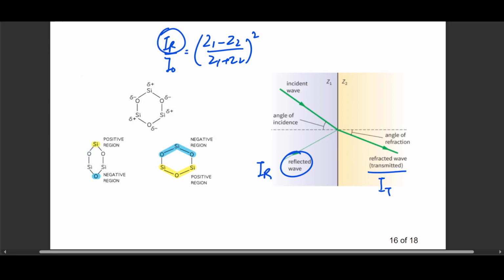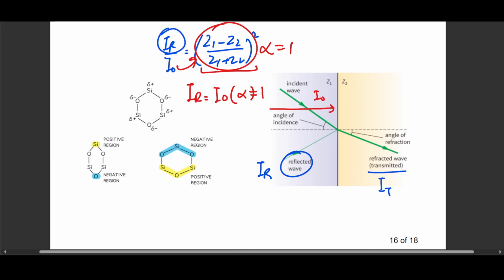Now, notice that if you take this I naught over there, then I_R is equal to I naught multiplied by this reflection coefficient. Let's call this alpha. If the bracket's answer is equal to 1, if this whole bracket is equal to 1, what does that mean? It means that the incident wave, which was I naught, is completely reflected back.